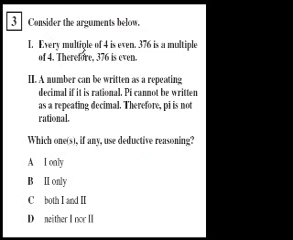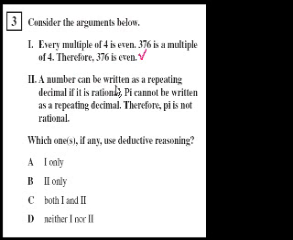Okay, so statement 1, every multiple of 4 is even. 376 is a multiple of 4, so this is deductive reasoning, right? Because you know that they say every multiple of 4 is even. So you pick any multiple of 4, it's going to be even. 376 is a multiple of 4, therefore it has to be even. So this is correct logic. So statement 1 is definitely deductive reasoning. Let's see, statement number 2.